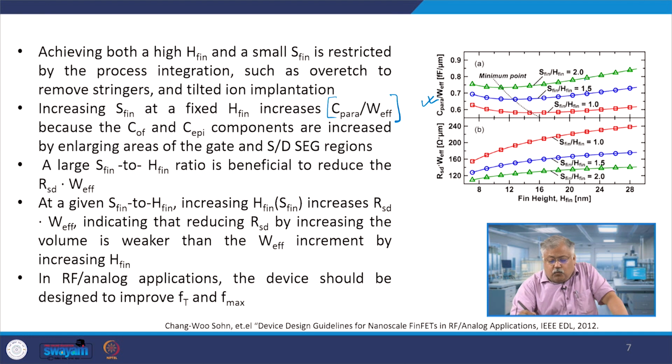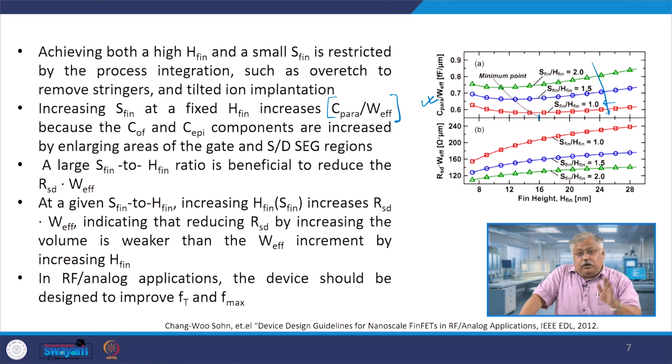As you can see, when S fin by H fin goes on reducing, the value of C para by W effective goes on reducing. So when S fin equals H fin, which means the ratio is exactly 1, the minimum value goes down to a very low value, and the minimum point not only goes down, but it also shifts to the right. Right means to a larger fin height, which means I am able to achieve a lower value of C para by W effective at a relatively larger fin height. I can extend my fin height to a larger extent.